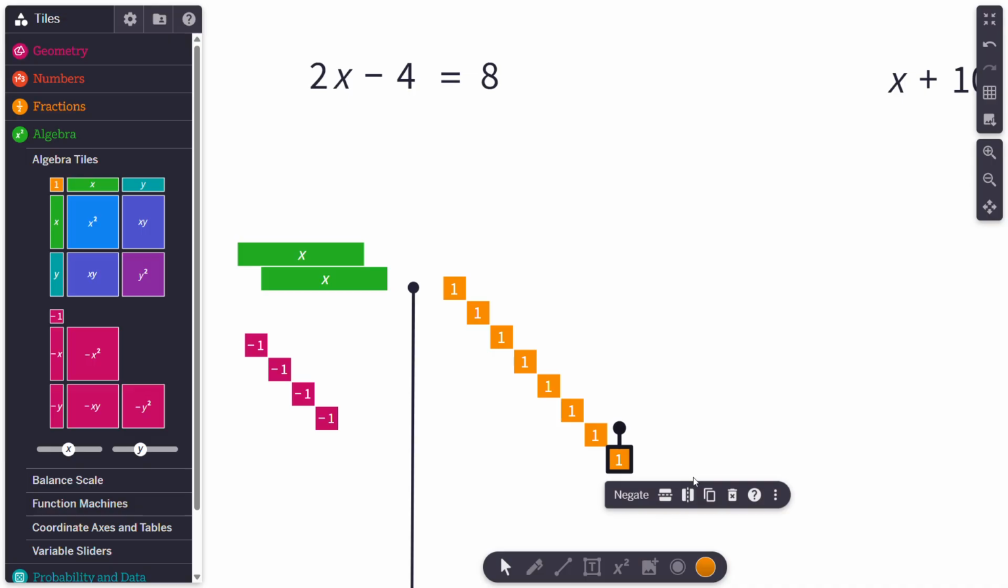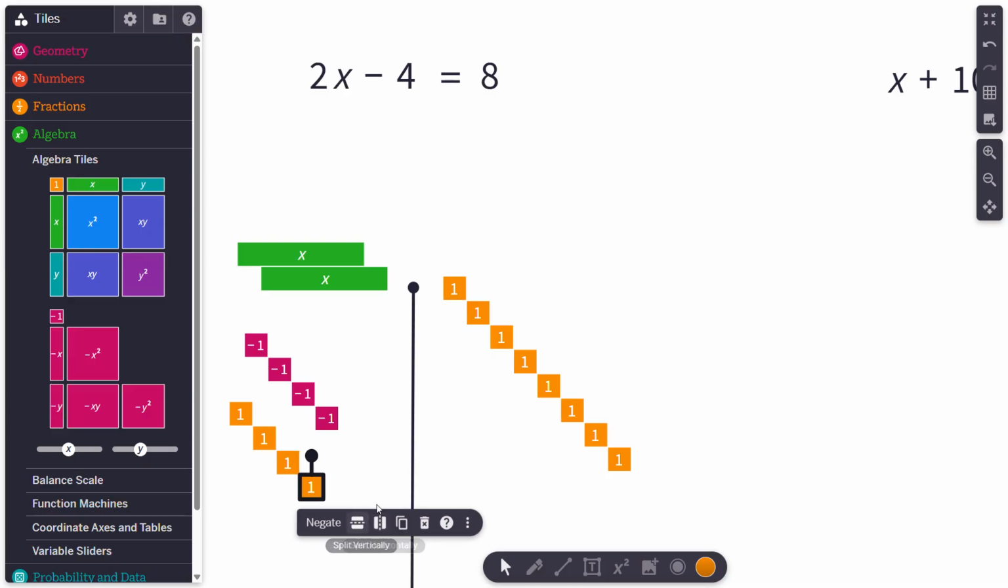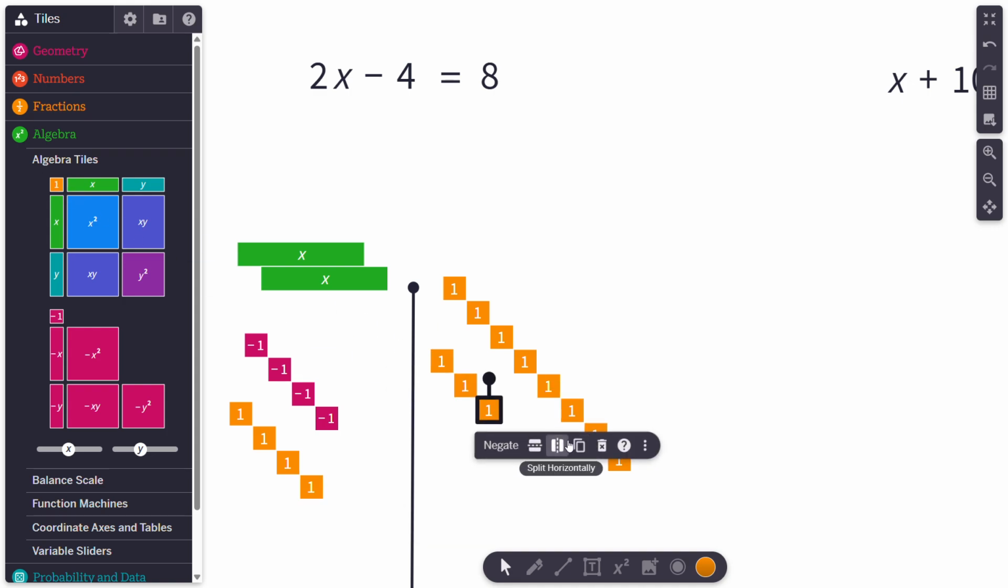Perfect, 8. So we want to isolate x on one side, so to get rid of the minus 4, we have to add 4. So we are going to do that here, and we're going to add 4. Perfect, and then the same thing has to happen on this side. There's 4, 4. Perfect, look at that.